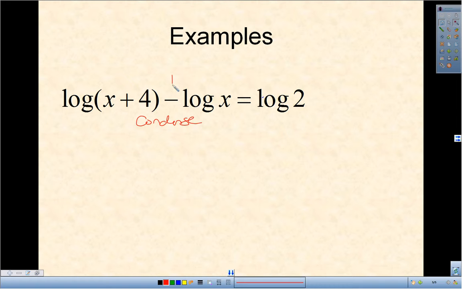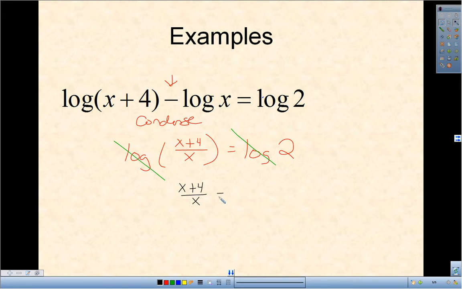Alright, now I'm going to rewrite this subtraction as division, so I'm going to have log of (x plus 4) over x equals log of 2. Now that they have a singular log on the left-hand side and the right-hand side, they cross each other out. So that leaves me (x plus 4) over x equals 2.